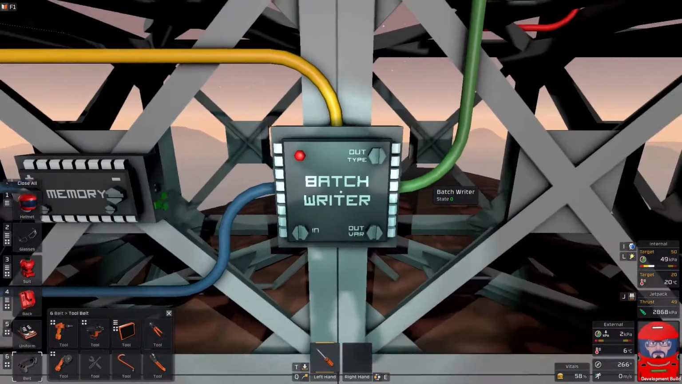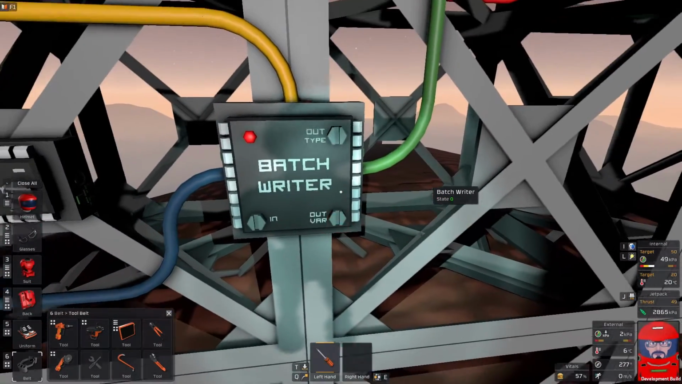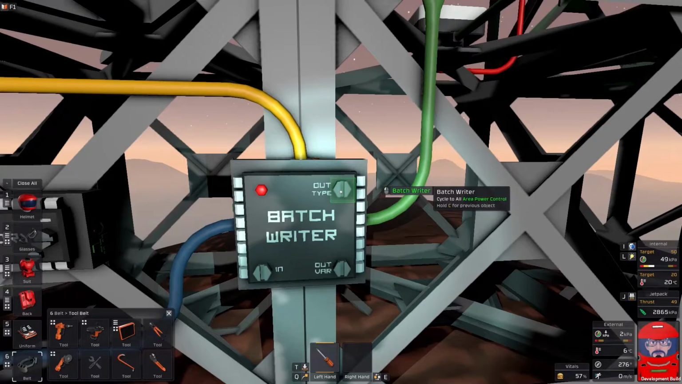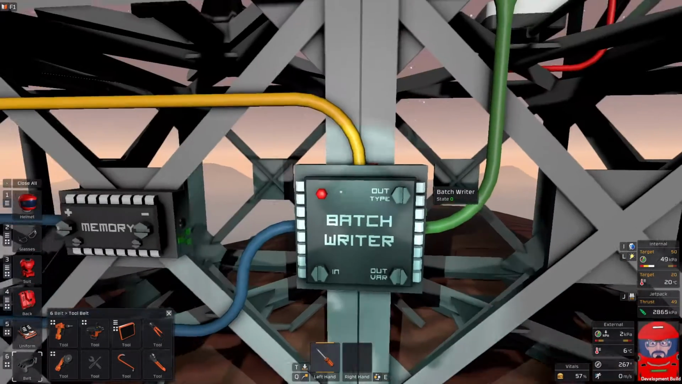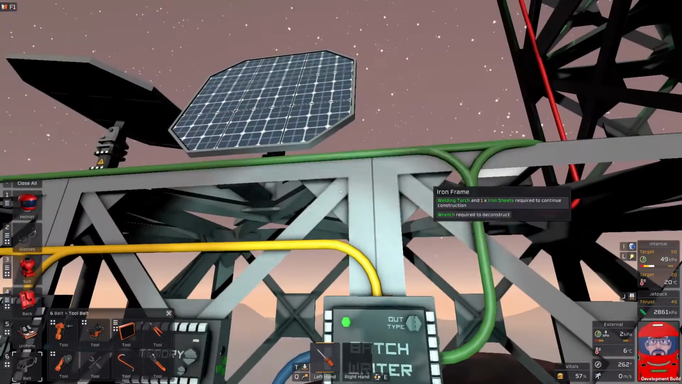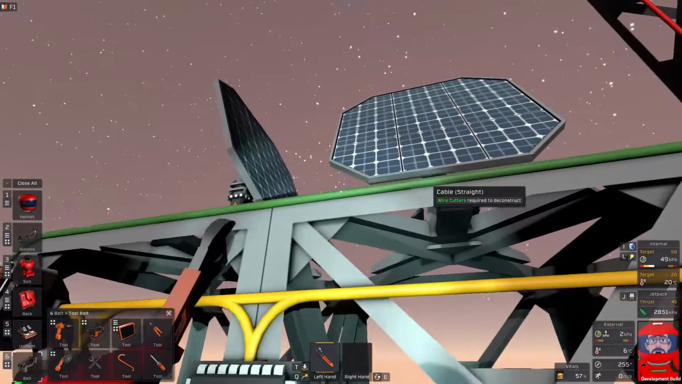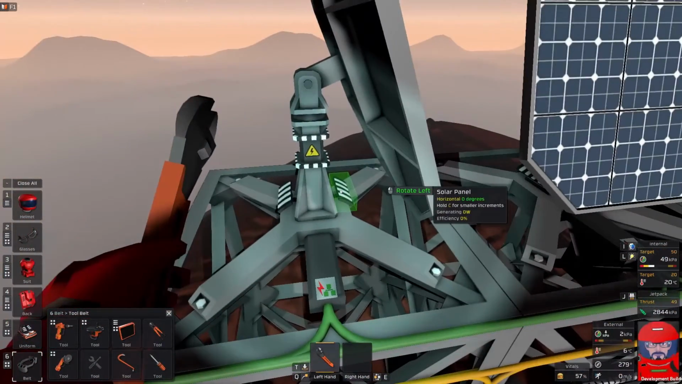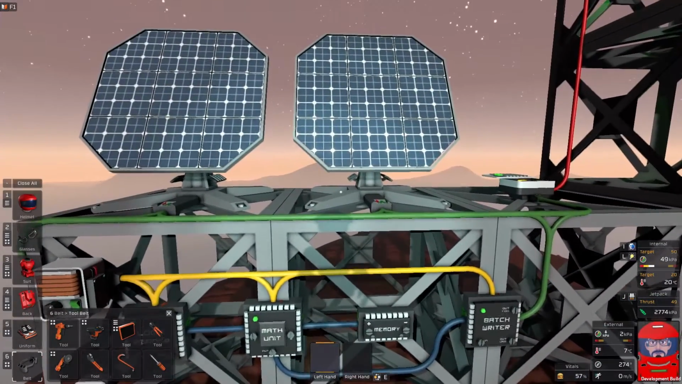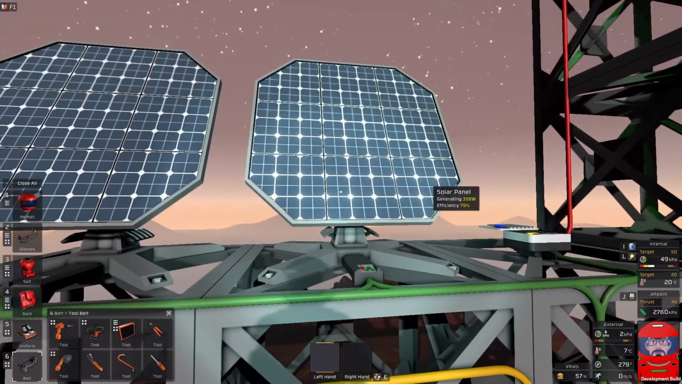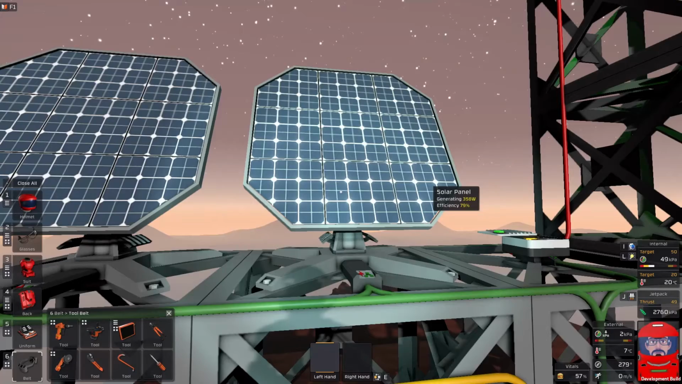So batch writer, reading in from the logic math, it's the only one connected. Our output is the solar panels. We are reading the vertical. Switch him on. And there we go. We just have to switch them around so they're facing the right direction. And there we go, our solar panels are now tracking the sun. If we look at it there, we've got 79% efficiency, they're generating 358 watts each.